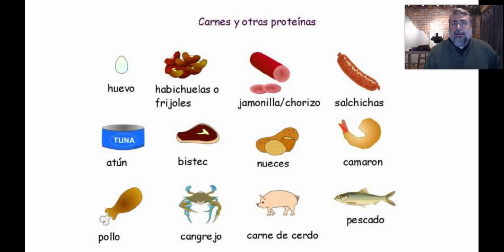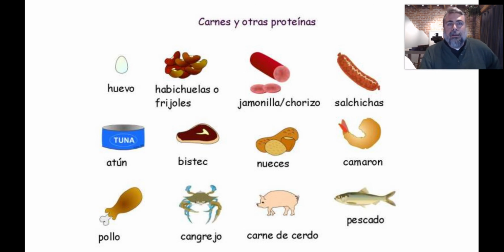Finally, my favorite slide. Carnes y otras proteínas, other proteins. Huevo. Habichuelas o frijoles. I don't know why they have this in protein. If you combine rice and beans, you get an amazing protein. You can get protein as if you were eating meat by eating rice and beans. And that's one of the reasons it's a staple across so much of Latin America and Africa.